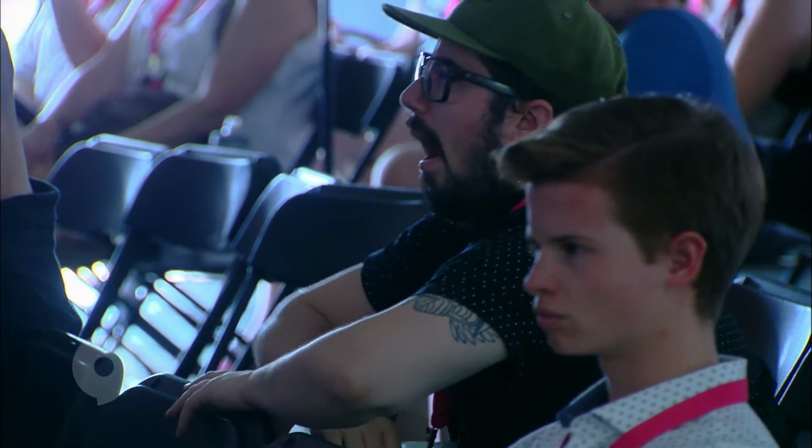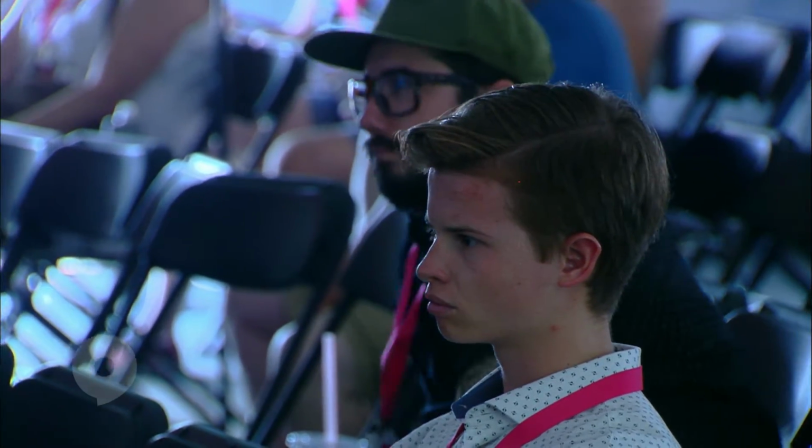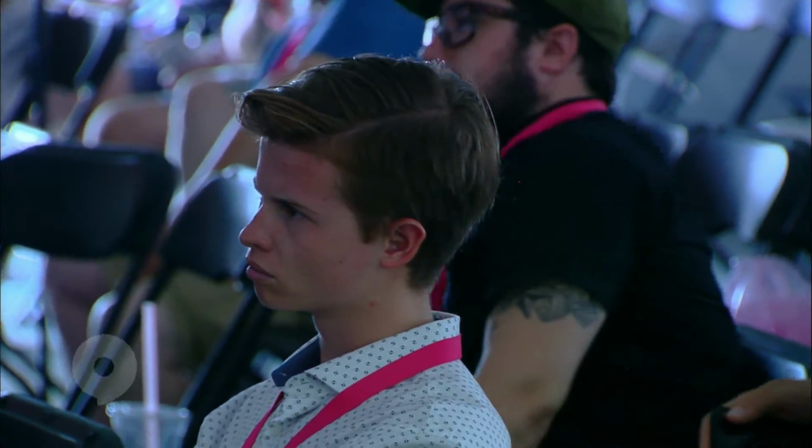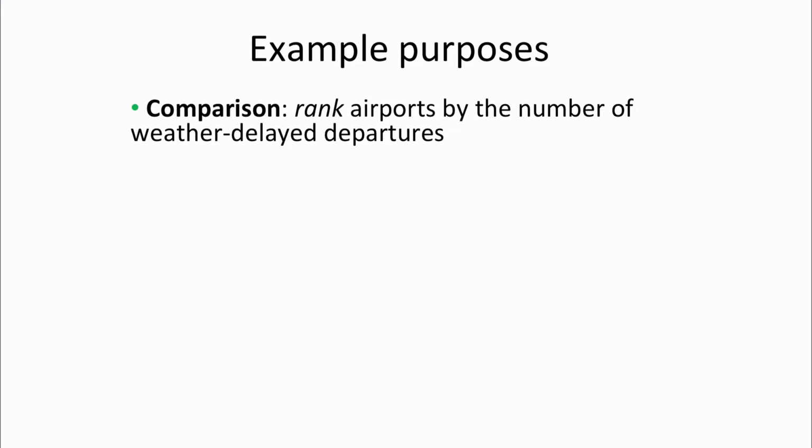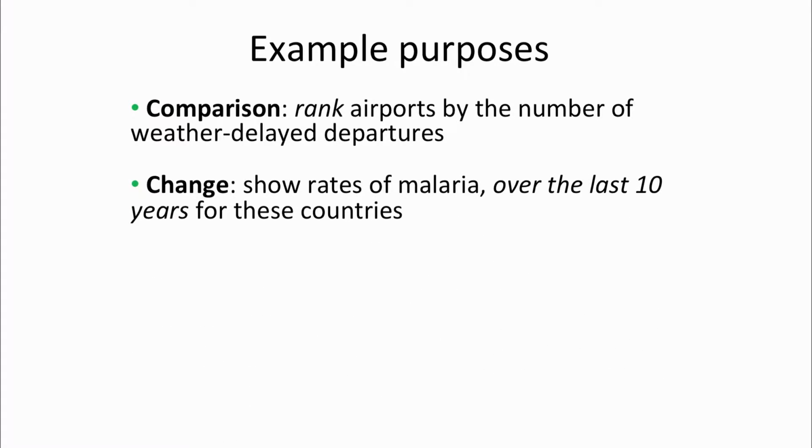Now, we've talked about purpose, we've talked about content. I'm going to talk a little bit about some example purposes, and we'll go from there. These are sort of the classics. Comparison. Rank airports by number of weather-delayed departures. So this is just a simple ranking, very clear. Change. Show rates of malaria over the last 10 years for these countries. Anytime you're talking about a time span, you're probably looking at how the data metric, whatever it is, changes over that time.